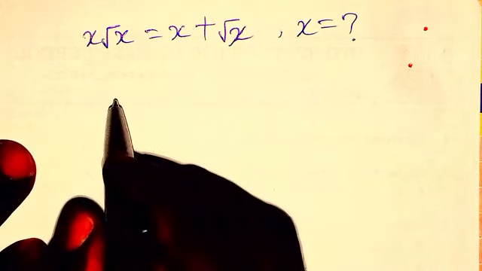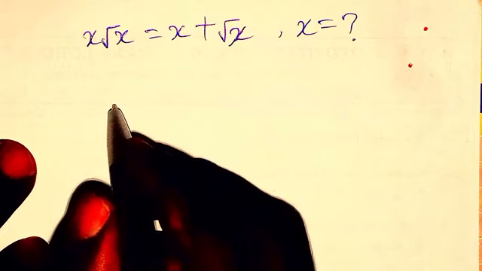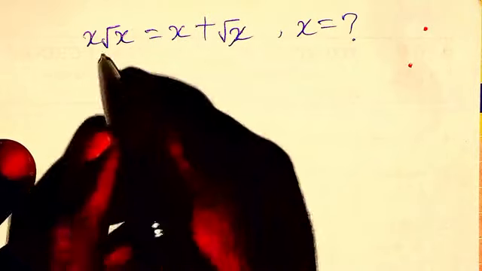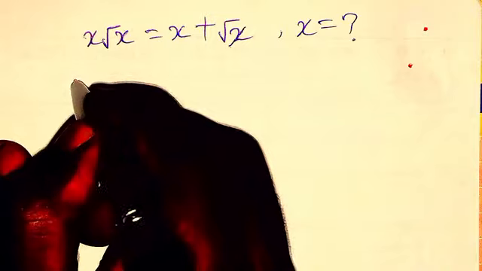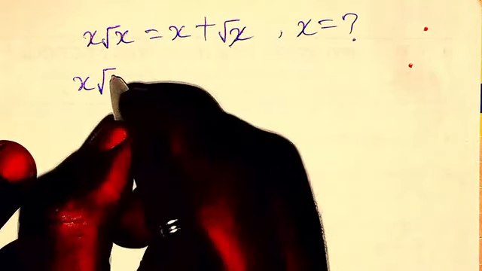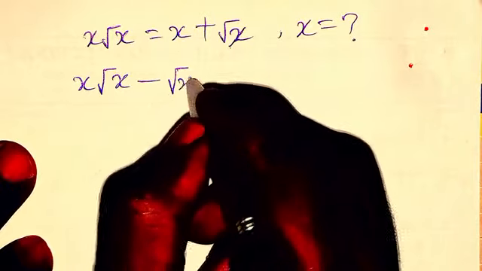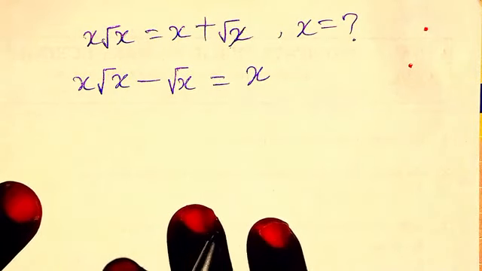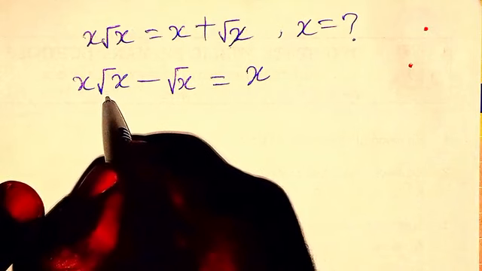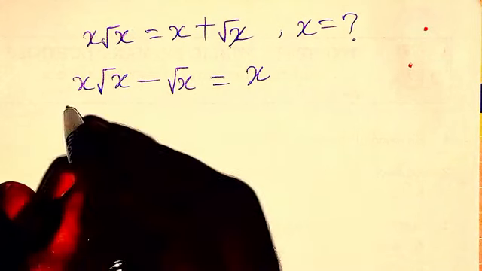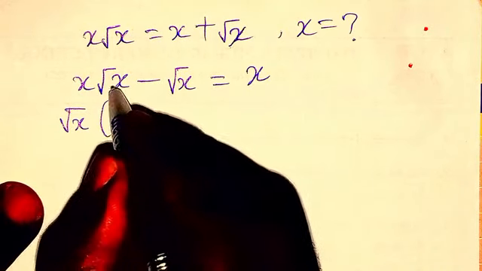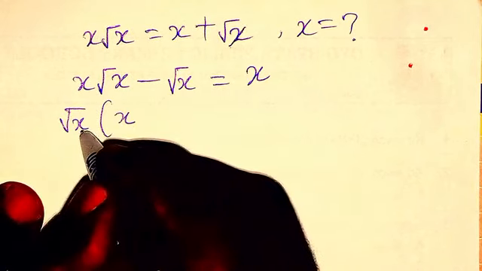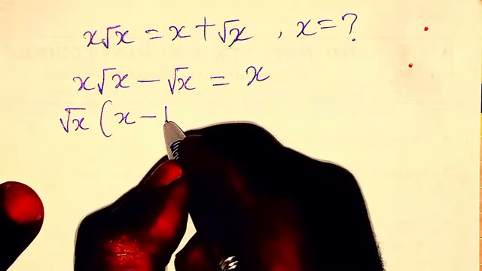So what we are going to do here is rewrite this equation. We have root x here, and I have root x here. I can transpose this one to this side. I'm going to have x root x minus root x, then I'll be left with x here. Since we have x here and x here, let me factorize the x out. So x root x divided by x gives us root x, and this divided by this gives us minus 1, right?